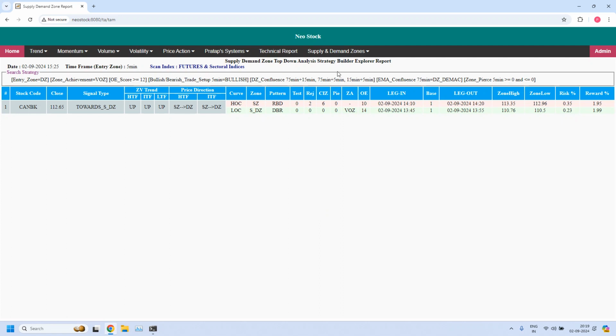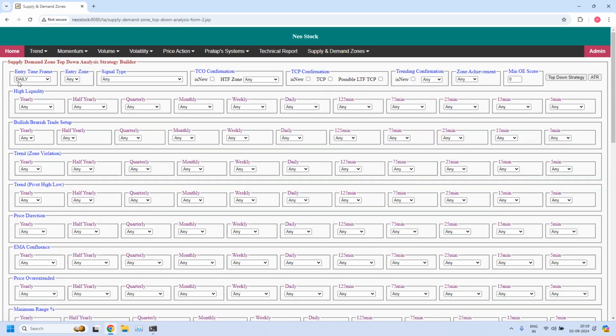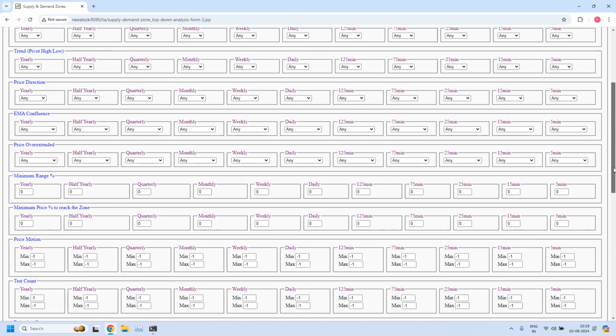And next, bearish trade setup for hourly income trade. Entry time frame is 5 minutes. Entry zone is supply zone. Bullish or bearish trade setup at 5 minutes, I am selecting bearish. And the 5 minutes supply zone should not be pierced.